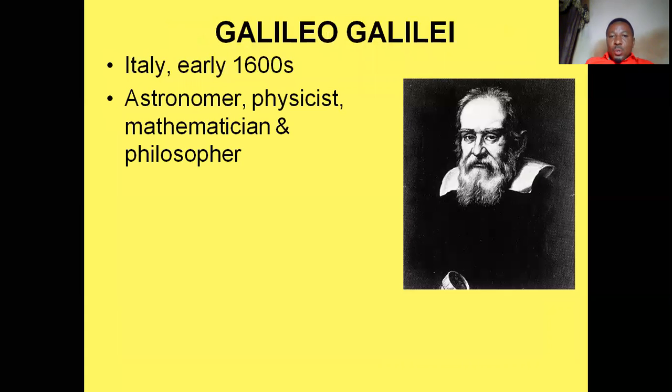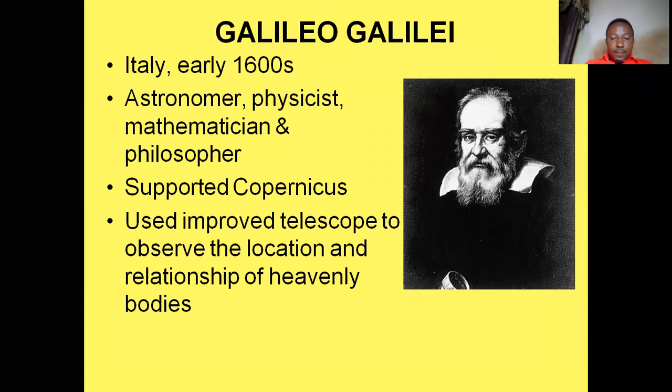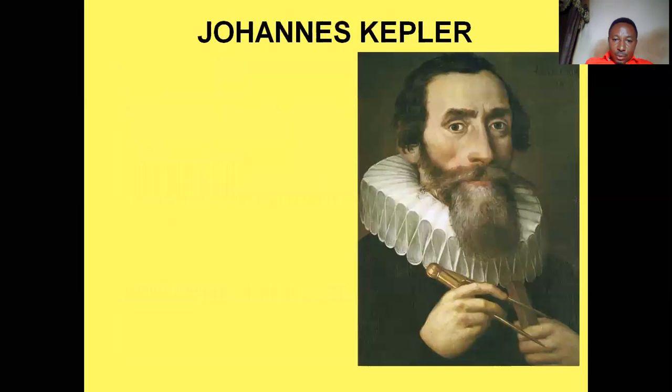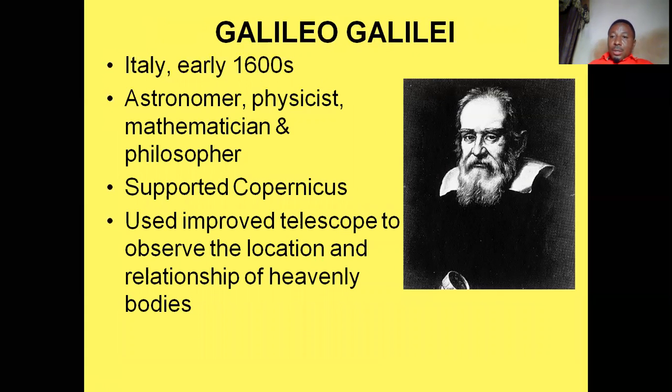Now, another guy that worked to support Copernicus' view is Galileo. An Italian born in 1600, he was an astronomer, a physicist, mathematician, and a philosopher. He actually supported Copernicus. He used an improved telescope to observe the location of heavenly bodies and was able to observe Jupiter's moons. Okay, so from Jupiter's moons, he concluded that since we have moons orbiting other planets, it's not possible for everything to be orbiting the Earth.